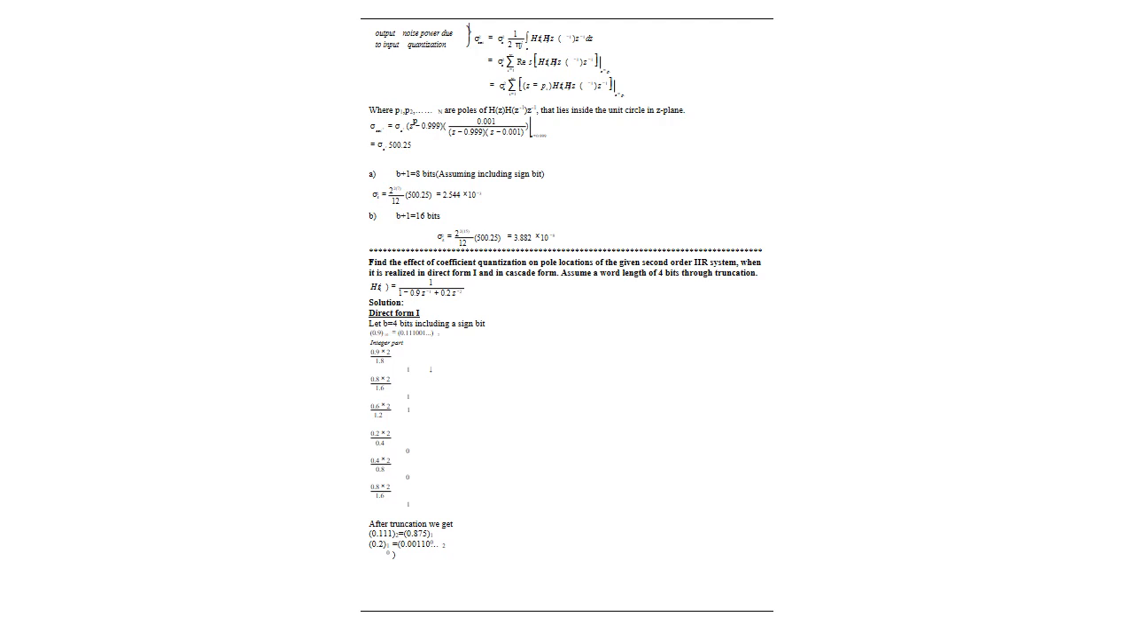For 0.9: 0.9 into 2 is 1.8, 0.8 into 2 is 1.6, 0.6 into 2 is 1.2, then 0.2 into 2 is 0.4, 0.4 into 2 is 0.8, 0.8 into 2 is 1.6. After truncation, we get 0.111, that is 0.875. Now 0.2 means 0.00110.